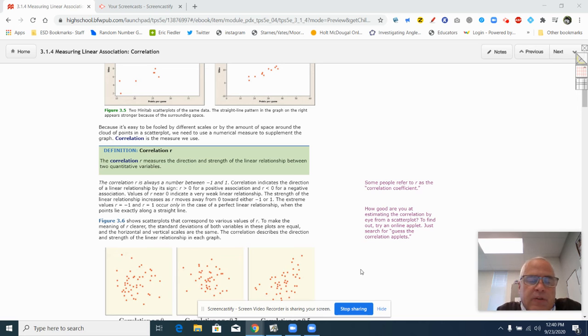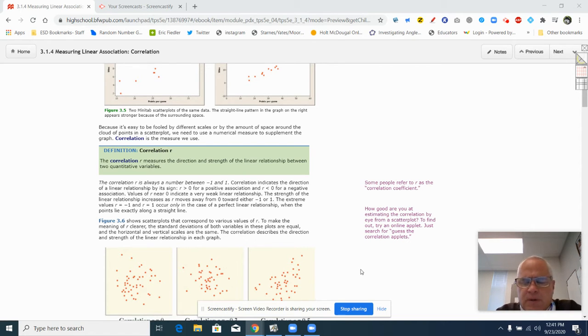All right, so now that we've looked at scatter plots and talked about how to describe or examine a scatter plot with direction, form, strength, and a discussion about outliers, now we want to do some actual assigning of numbers so that we can quantitatively describe how strong a scatter plot is.